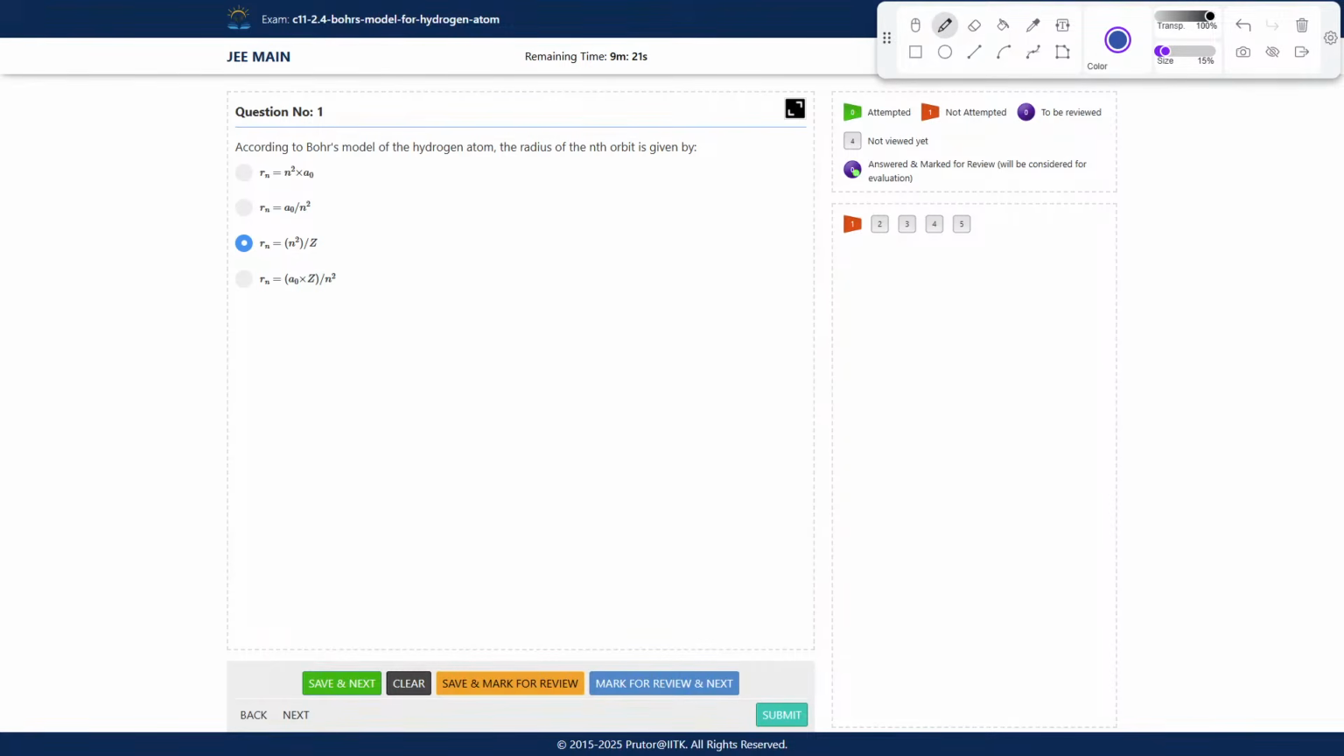According to the Bohr's model of hydrogen atom, the radius of the nth orbit is given by... According to the Bohr's model, you have to calculate the radius of the nth orbital. So what will be the correct answer for this? Any guesses? What will be the correct formula? So you have to look for the formula, right? For the hydrogen atom. No, it will not be 3.